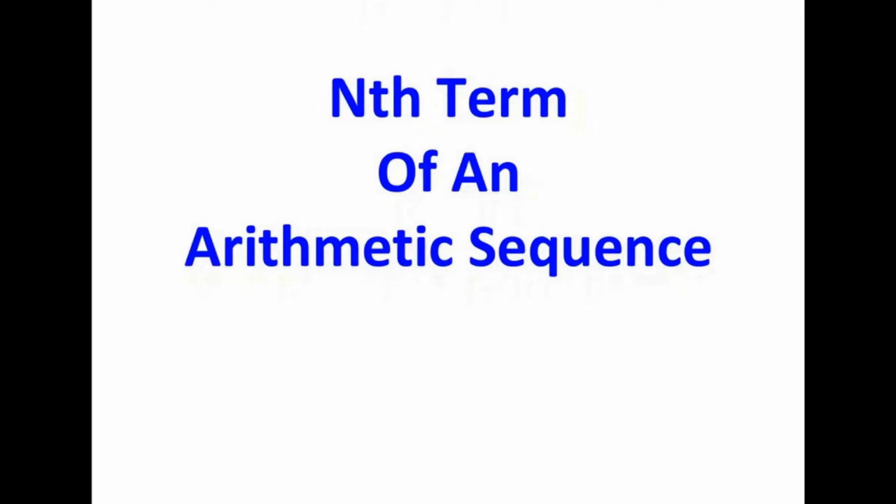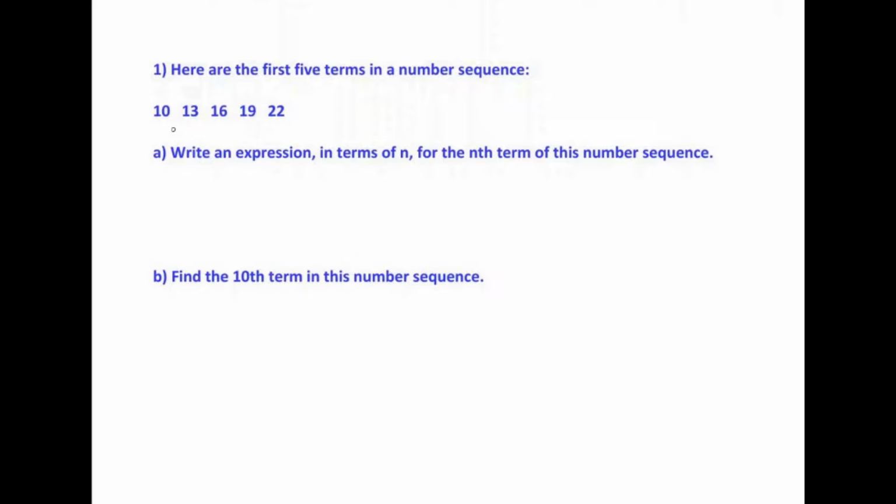In this section, we're going to look at finding the nth term of an arithmetic sequence. Here are the first 5 terms in the number sequence. The numbers are 10, 13, 16, 19, and 22. In part A, we have to write an expression in terms of n for the nth term of this number sequence. So the first thing we do is we find the difference between each of the terms.